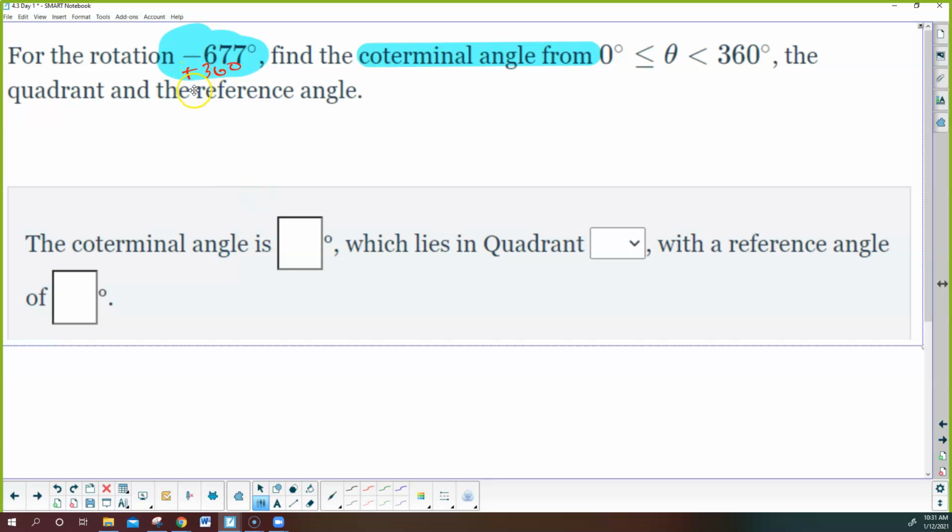So if I add 360 twice, that's kind of messy, but if I add 360 twice, I'm at 43 degrees. So that's my co-terminal angle. And then you have to decide which quadrant 43 degrees is in. Well, 43 degrees would be less than 90, which is in quadrant 1. And then the reference angle. Now, in this specific case, the reference angle is the exact same thing as our co-terminal angle. So the reference angle would be 43 degrees. Okay.